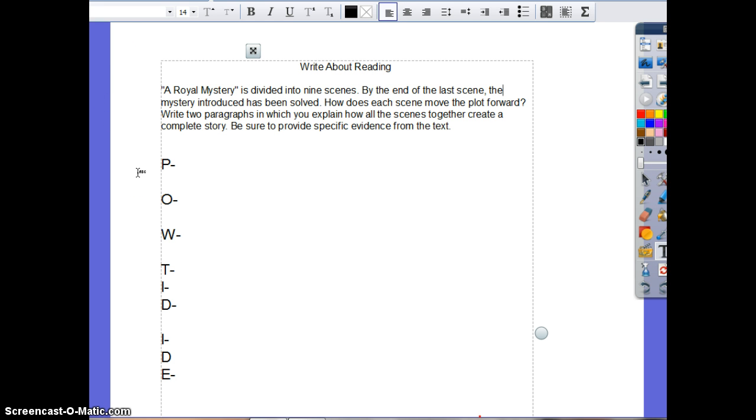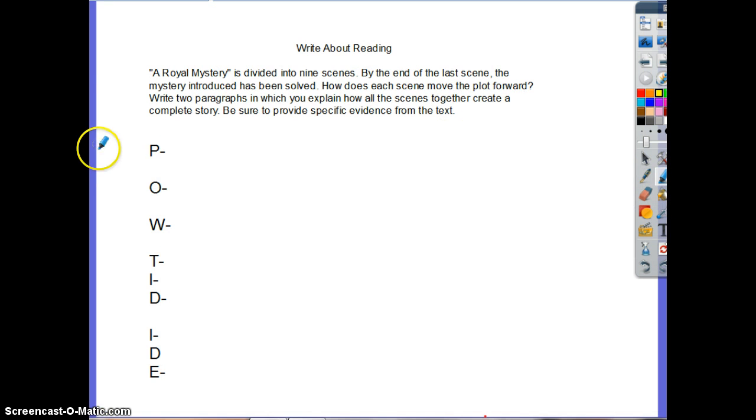Okay, as we are looking at this prompt, a royal mystery is divided into 9 scenes. By the end of the scene, the mystery introduced has been solved. How does each scene move the plot forward? Write 2 paragraphs in which you explain how all the scenes together create a complete story. Be sure to provide specific evidence from the text. The first thing that we need to do when we are using the POW TIDE method is this one right here. Now, P stands for pull apart the prompt, okay?